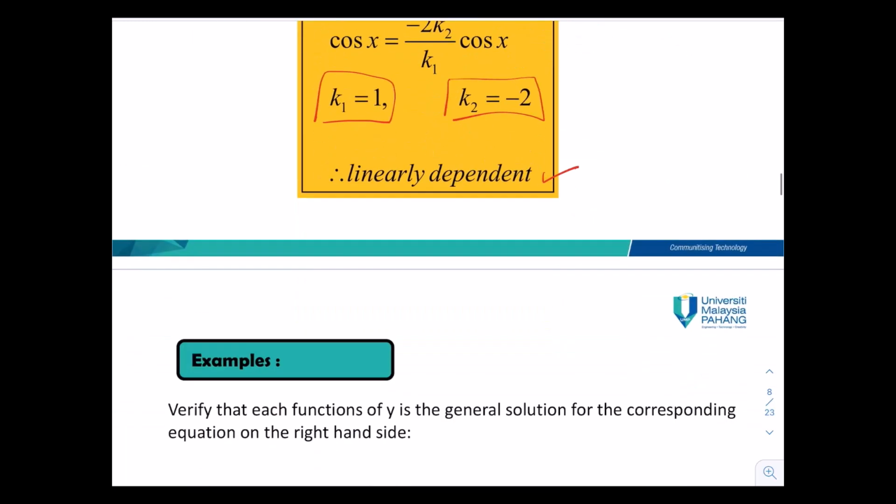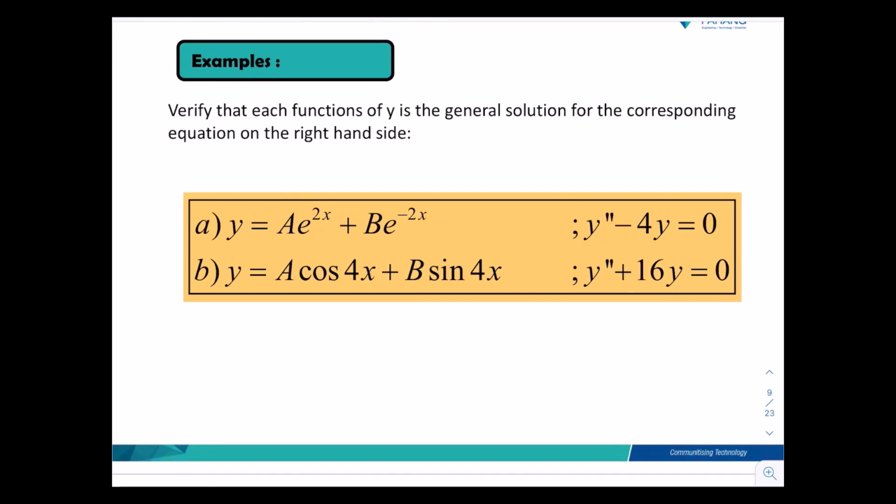Okay, so now over here we will do verification of the solution with the differential equation. The command for this example is: verify that each function y is the general solution for the corresponding equation on the right-hand side. Let's say we choose question A. We need y double prime minus 4y, and we have to prove this equals 0.